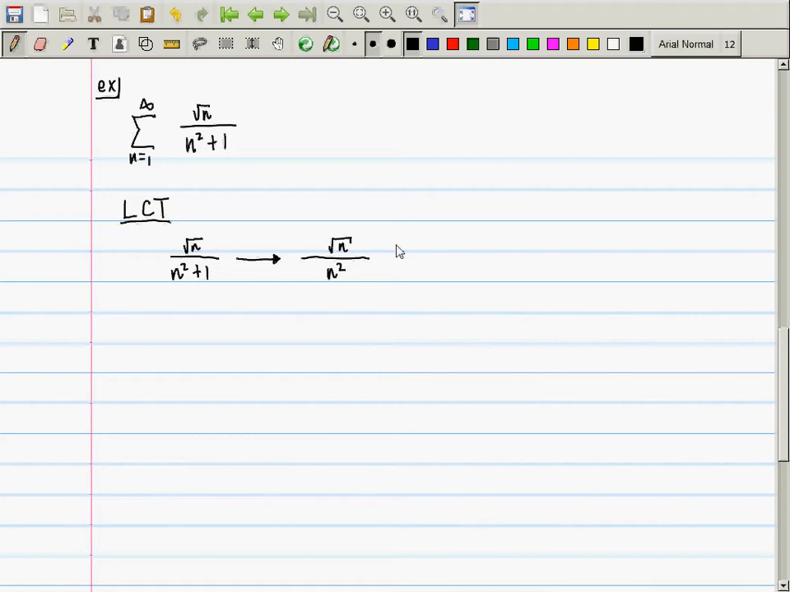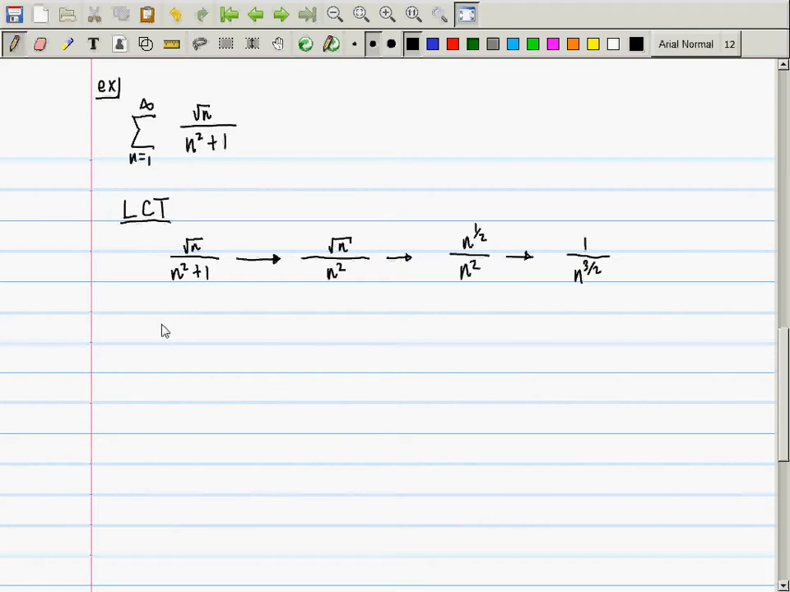Now I'm going to take this expression and I'm going to simplify it, right? This is n to the 1/2, and this is n squared. So then after simplifying this, this is 1 over n to the 3/2. So then starting with the initial sequence, I sort of went through a sequence of discarding terms that are not significant. And then now I have 1 over n to the 3 halves.